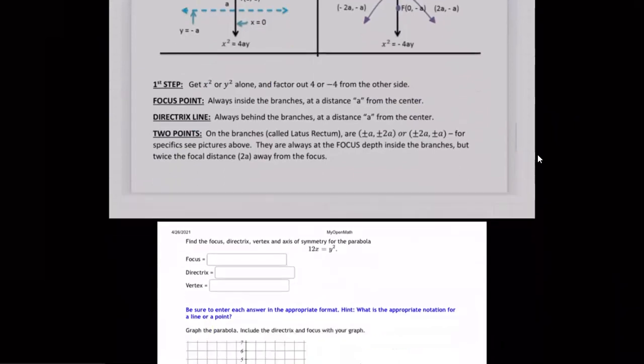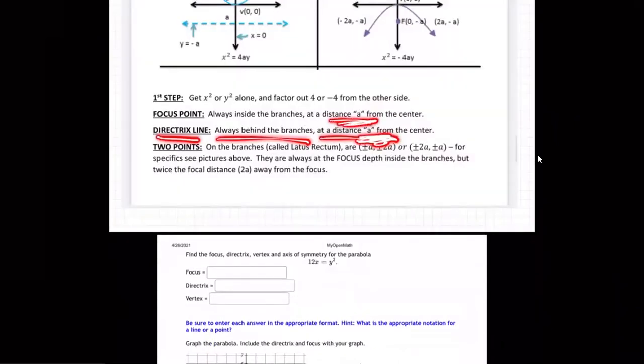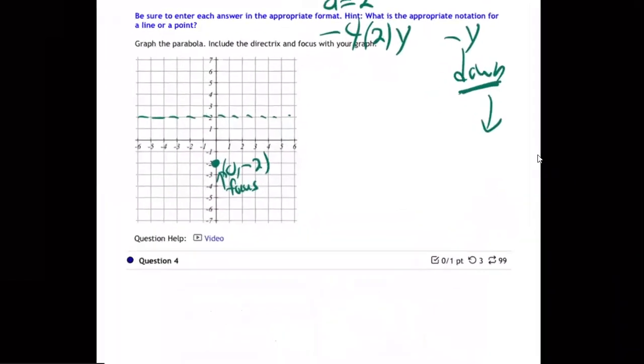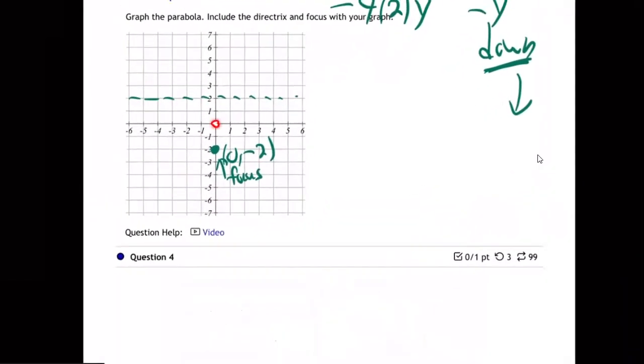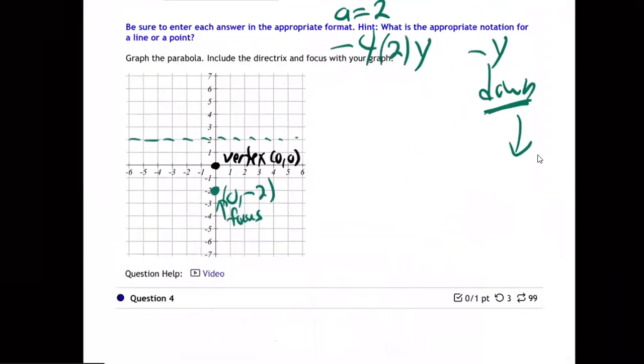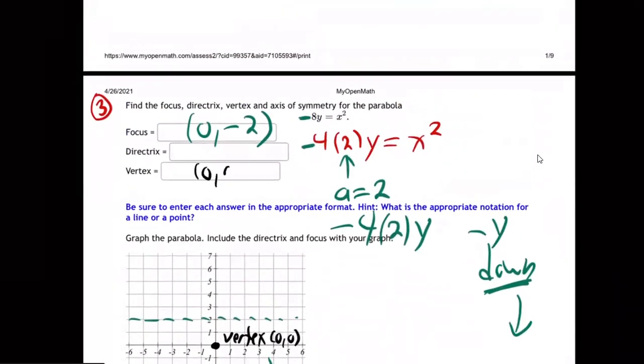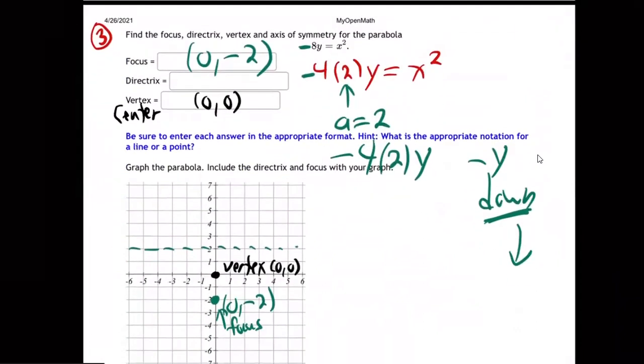Again, there's that distance A from the center. Same distance as the focus, just the other way. That's why that A is so important, which is that number that is next to 4 when we factored out the 4 in the first step. So we go, oh, okay. So getting back to this graph, the center, oh, and I forgot to put the center on. Center is right here. This is the vertex or center at 0, 0. I could have filled that in right in the beginning. That's 0, 0. That's the center. Vertex just stands for center. So the center is 0, 0.